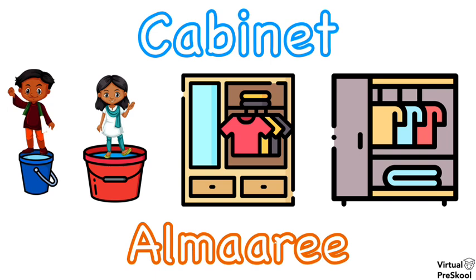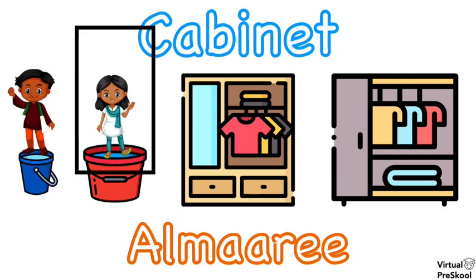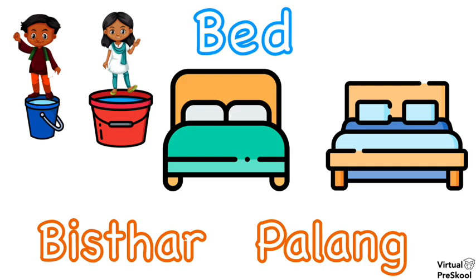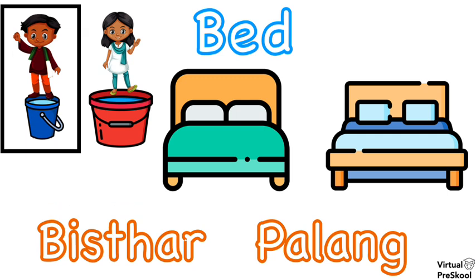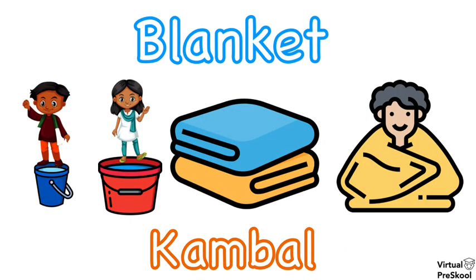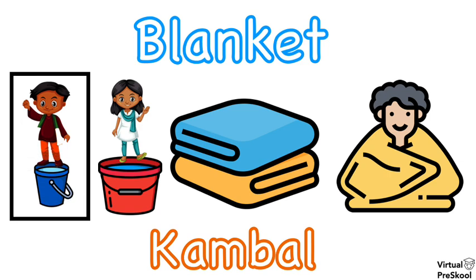Cabinet is almari, pul or stri? This one is obvious, stri. What about bed? Bistar and palang. Neither one ends with a, neither one ends with e. So according to the rules, it is a pul noun. And this one does not go against the rules. It follows the rules. Pul noun. Blanket, kambal, pul or stri? According to the rules, because it doesn't end with a or e, it should go in the boy bucket. And it does. It is a pul noun.